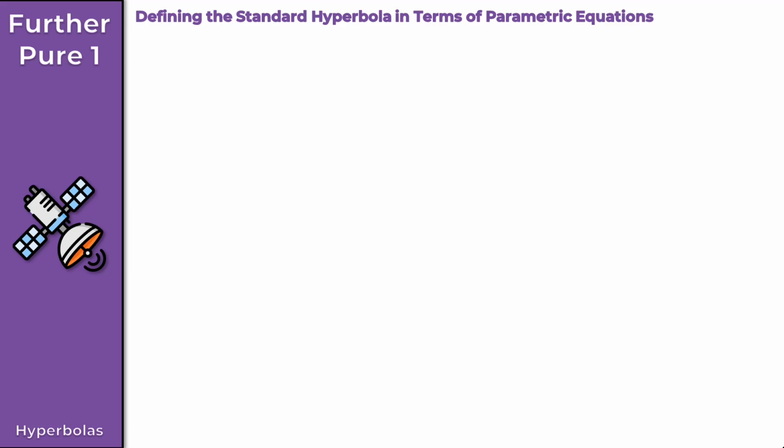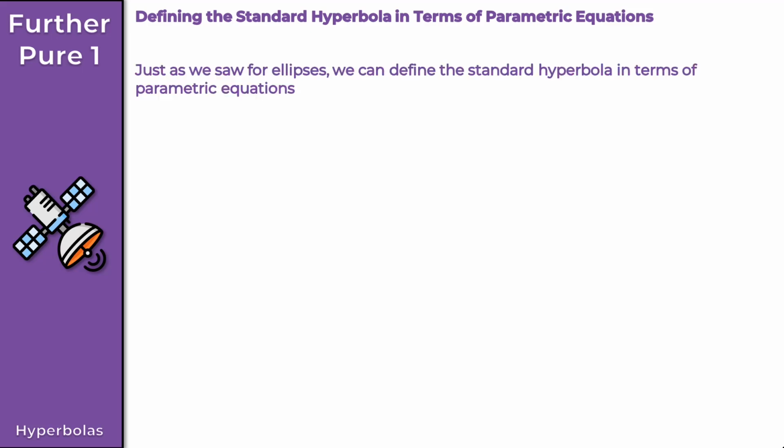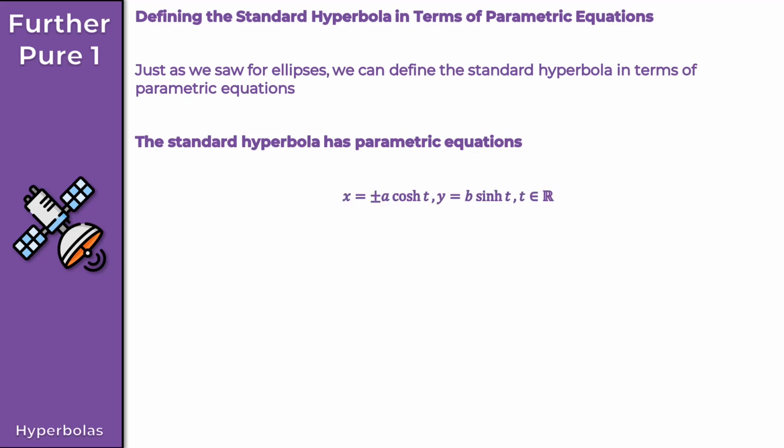So to conclude our introduction here to hyperbolas, let's have a look at defining the standard hyperbola in terms of parametric equations. Just as we saw for ellipses, we can define the standard hyperbola in terms of parametric equations. So the standard hyperbola has the following parametric equations here. So x is equal to plus or minus a cos t and y is equal to b sin t, for t belonging to the set of real numbers.